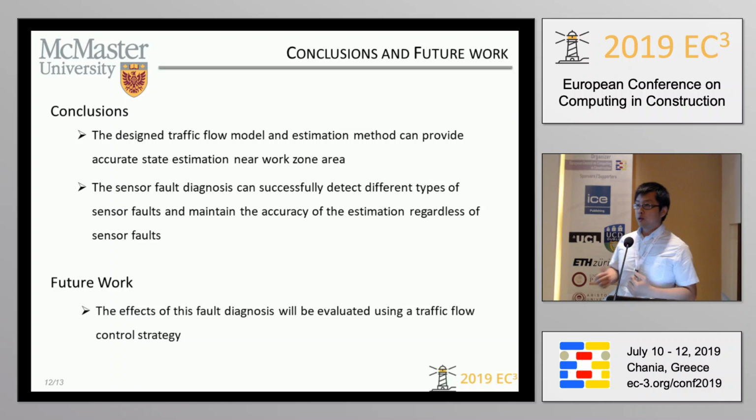So as you can see from the results, the designed traffic flow model and the estimation methods can provide accurate traffic state estimation near the work zone area, and also the sensor fault diagnosis can successfully detect the different types of sensor fault and maintain the accuracy of the estimation regardless of the sensor fault. So in the future, the effect of this fault diagnosis will be evaluated using a traffic flow control strategy such as variable speed limit or ramp metering. So one day, when you come across a work zone, I hope you don't feel as much pain when using the system I developed. Thank you.